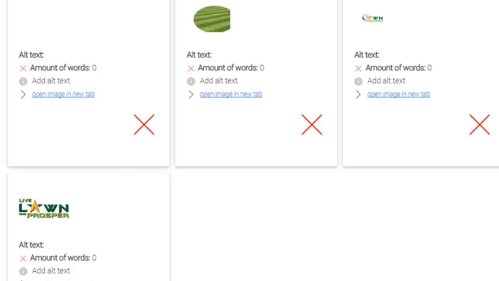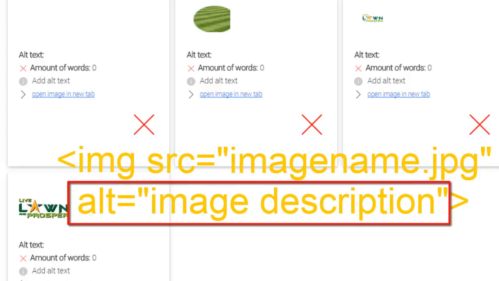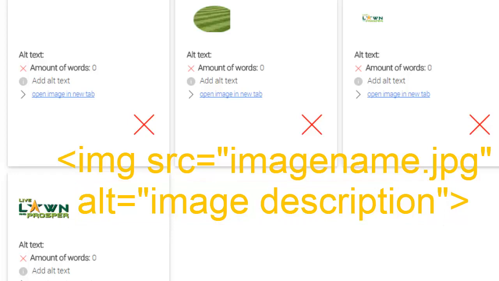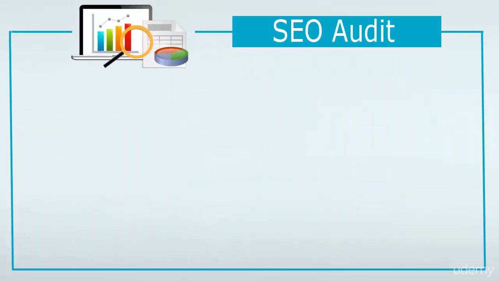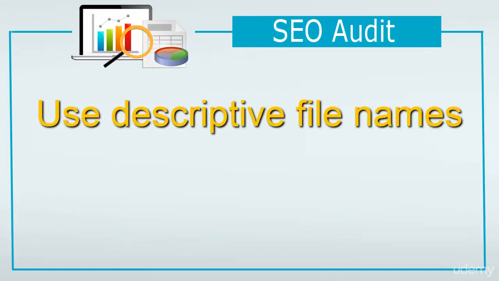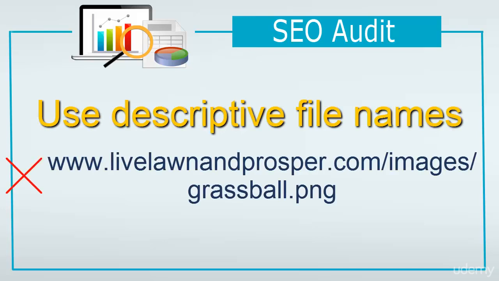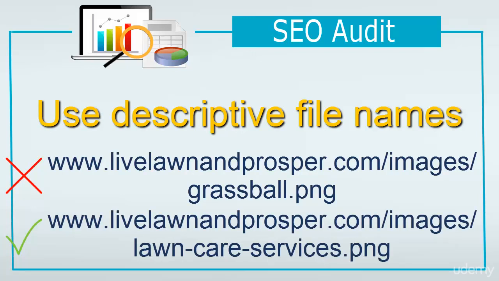That means for every single one of these images we need to go back and we need to add in this tag here into the image code, and we can include a descriptive title that also includes some of our keywords as long as it represents the image accurately. And when you upload your images, you also want to use descriptive file names because that is another opportunity for you to tell Google what your image is about.